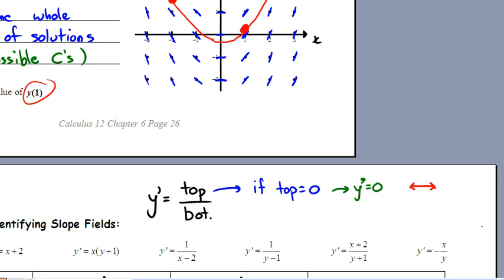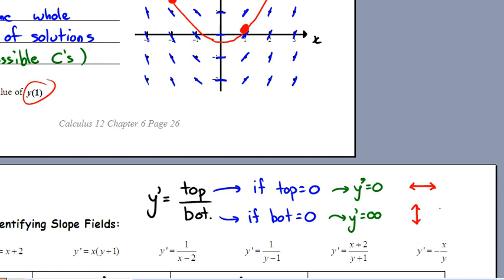In contrast to that, if you've got some algebra where the bottom is going to go to zero at some spot on your graph paper, then your y prime is going to be does not exist. It's basically does not exist because it's infinity. It's going to be super steep. So that would be part of your graph paper where the answer goes straight up and down. And so the slope field will do that too. It'll go straight up and down.